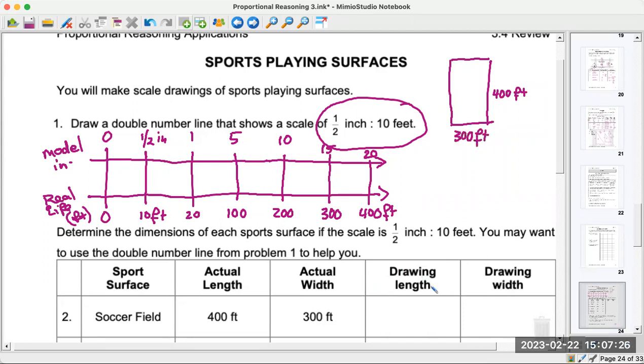And you need to find the drawing length and the drawing width. So you got to look here. 300 feet in your drawing would be what? 15 inches. Oh, what about the width? 400 feet would be 20 inches. You can fill in the rest that way, hopefully.